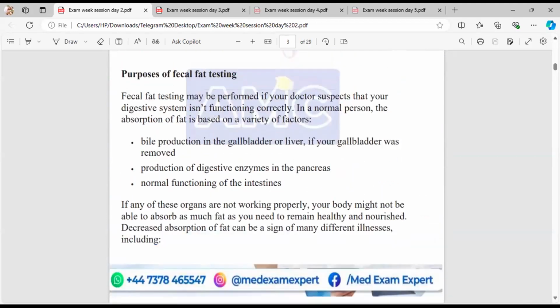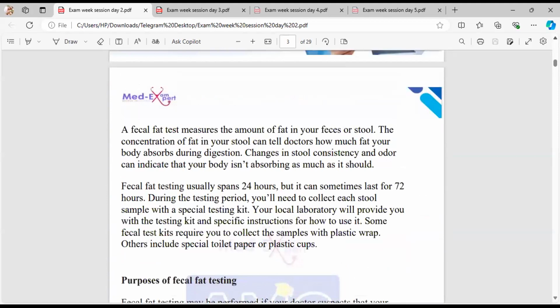Now let's see the other points, which are also important. The fecal fat test usually spans 24 hours, but can sometimes last for 72 hours. During the test period, you will need to collect each stool sample. Your local laboratory will provide you with the testing kit. The concentration of fat in your stool can tell doctors how much fat your body absorbed during digestion. Changes in stool consistency can indicate that your body is not absorbing as much as it should.